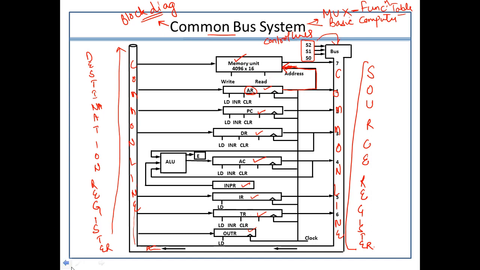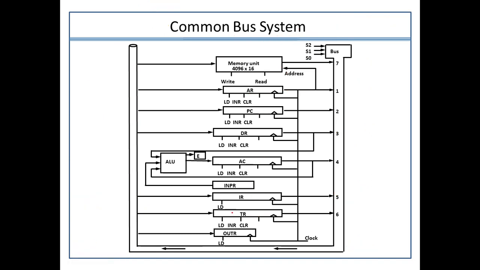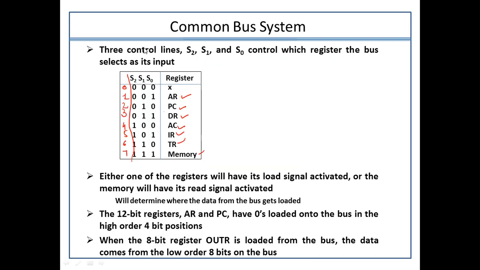Okay, so let me delete it and make it neat and clean so that you can understand each and every point in detail. So this is the memory unit. If you look here, I have mentioned some numbers: 2, 3, 4, 5, 6, 7. These are nothing but the selection line bits. Like this, it is 0. 0 means no register has been selected.